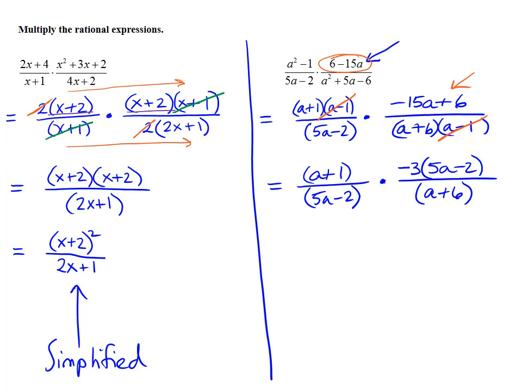And now you see it was a good thing I took the negative 3 out because I do have one more common factor. The 5a minus 2 in the numerator and denominator can be canceled. So what I'm left with in the top is this a plus 1 times the negative 3. It's tradition in mathematics to put the monomial in front. So we'll have negative 3 times, in parentheses, a plus 1. And in the denominator, we have an a plus 6 left. I don't need the parentheses in the denominator because it's the only thing left there. So that would be our simplified result.